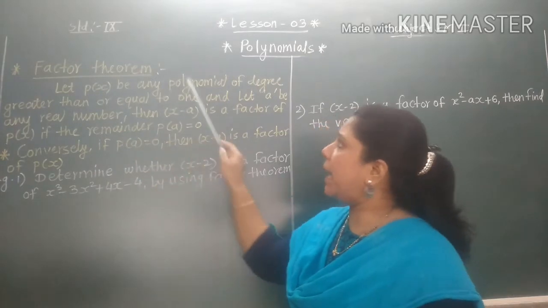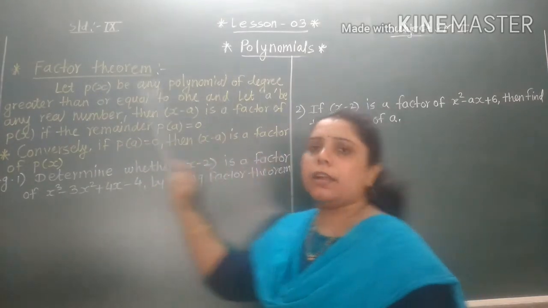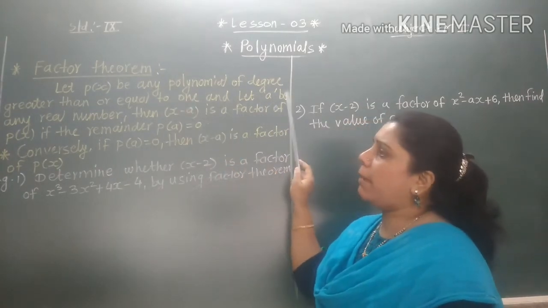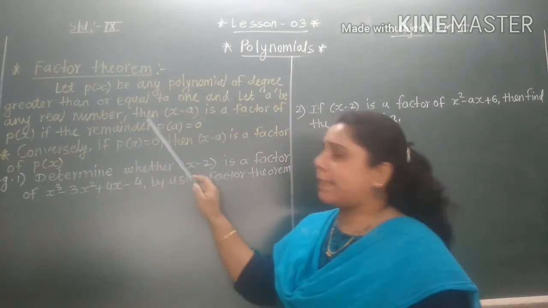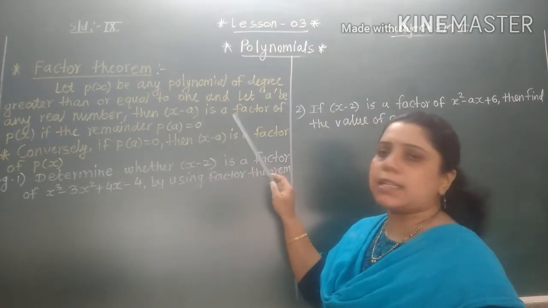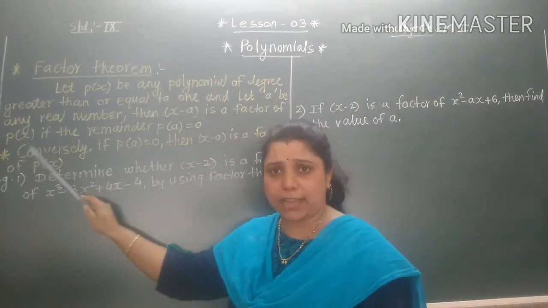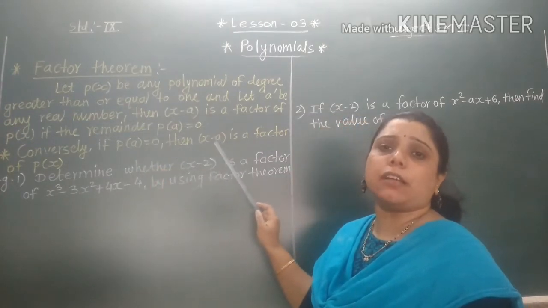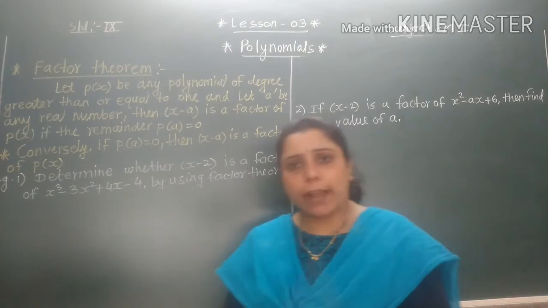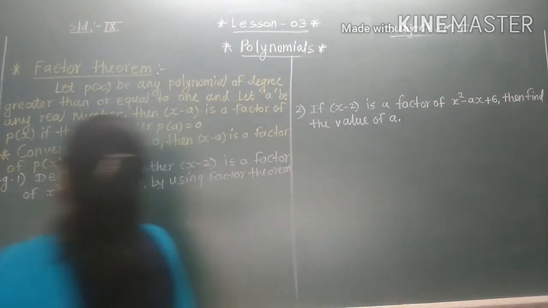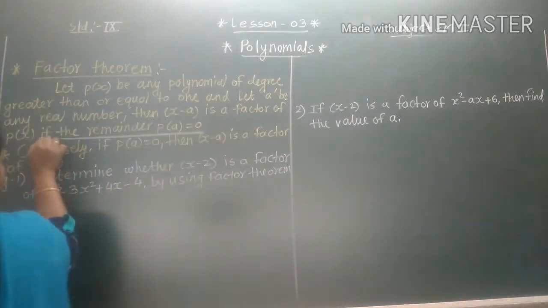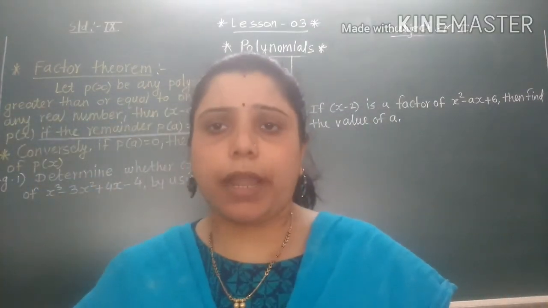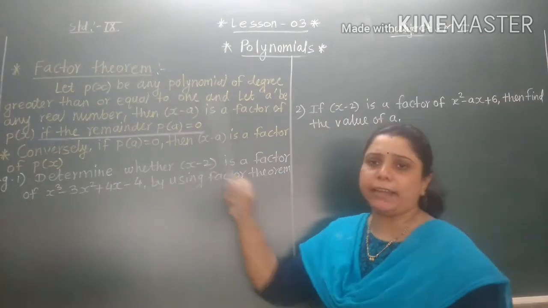Let P of x be any polynomial of degree greater than or equal to 1 and let a be any real number, then x minus a is a factor of P of x if the remainder P of a is equal to 0. For the factor theorem, this statement is very important. Your remainder should be 0. Now I will explain this statement.